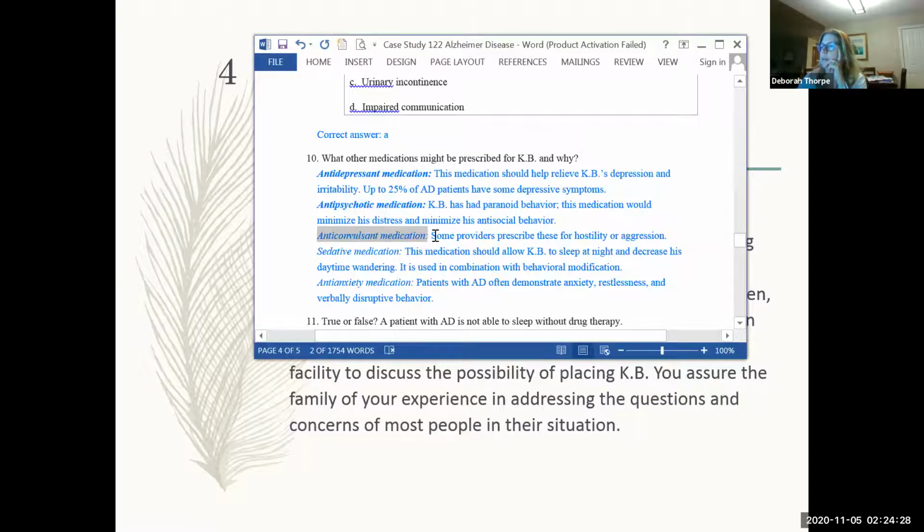Anticonvulsant, a sedative, and anti-anxiety. So I'm sure they don't give them all of these. I would think they just have different ones listed that they can give. Right.